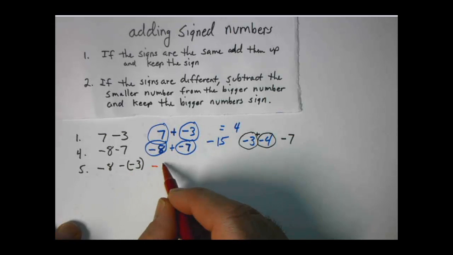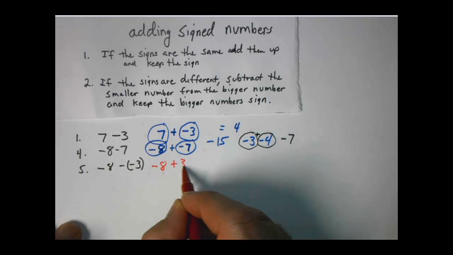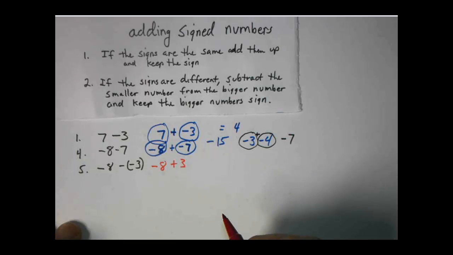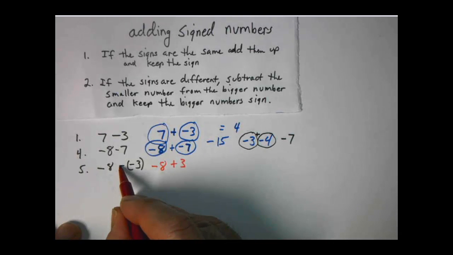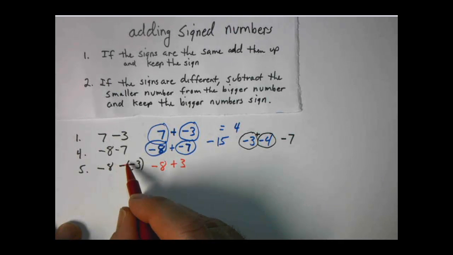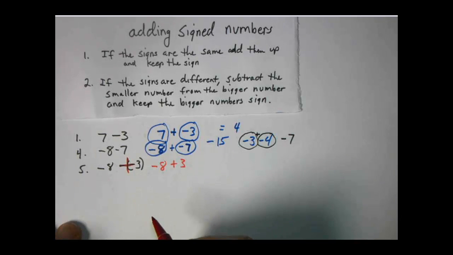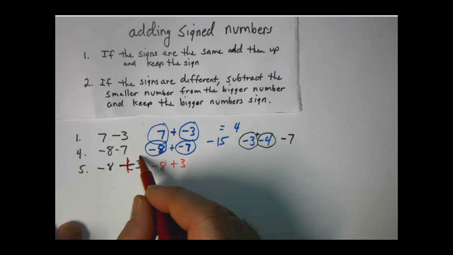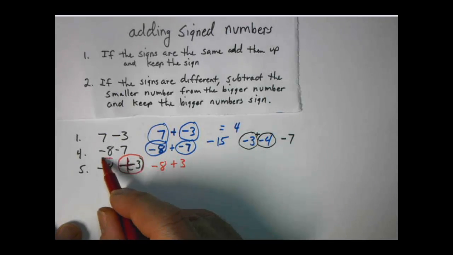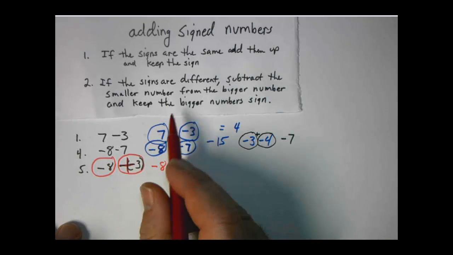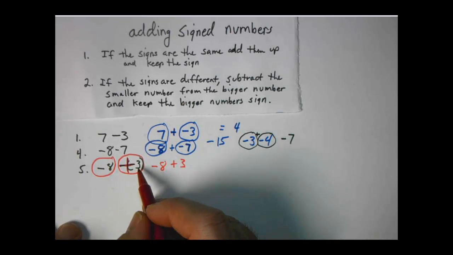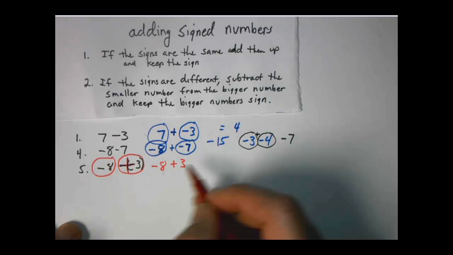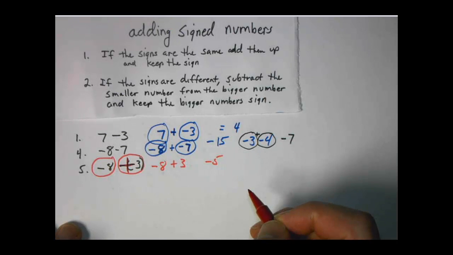And this problem gets rewritten to positive 3. So basically when we have two minuses together, we just simply can create one large plus sign there and rewrite the problem. Or instead of rewriting the problem, just know you have a plus 3 and a minus 8. So go back up to our rules. Smaller one from the bigger one, keep the bigger one's sign, and we would have minus 5.